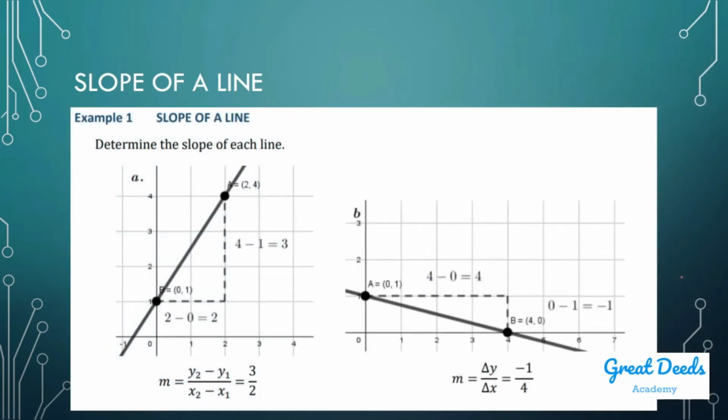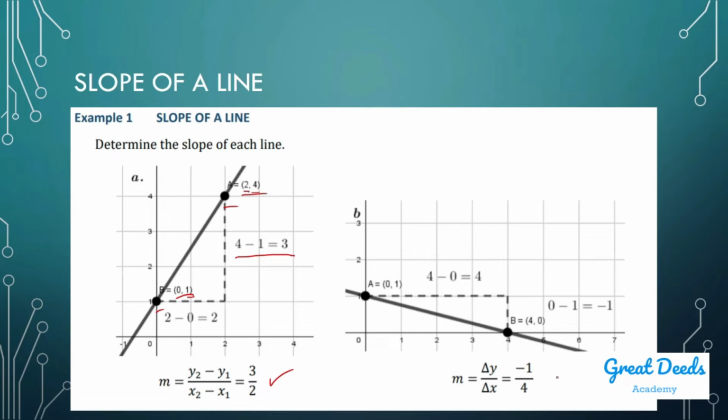Example 1. Slope of a line. Determine the slope of each line. For letter A, we can visibly see 2 points with their corresponding coordinates, (2, 4) and (0, 1). So what is the change in y? The change in y is 4 minus 1, which is equal to 3. What is the change in x? The change in x is equal to 2 minus 0, and that is equal to 2. And so this is the value of your slope. It is equal to 3/2.